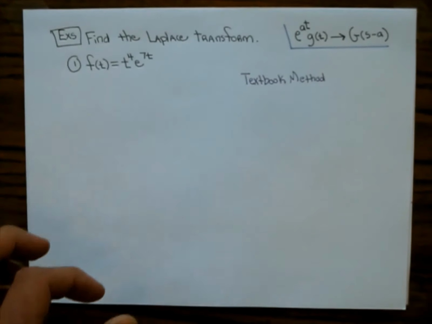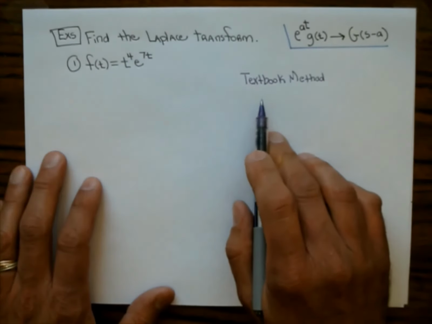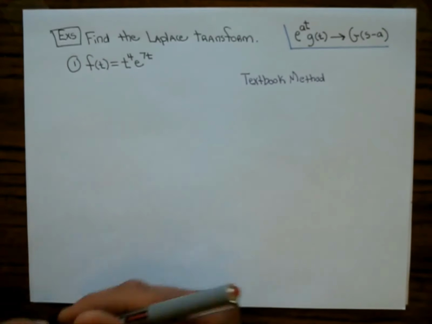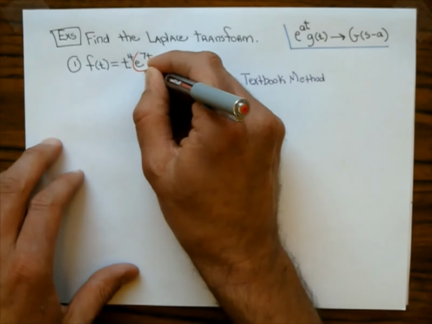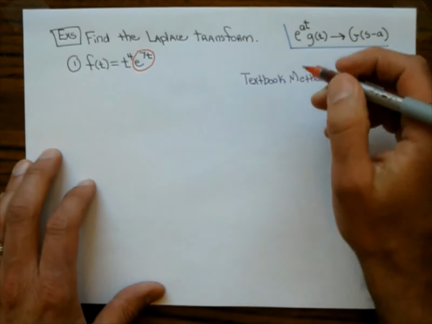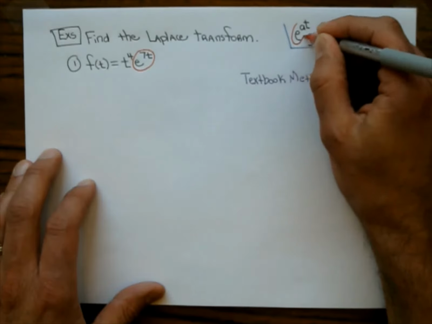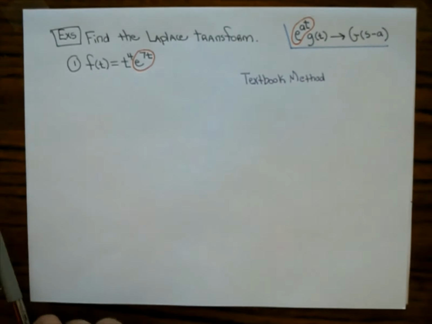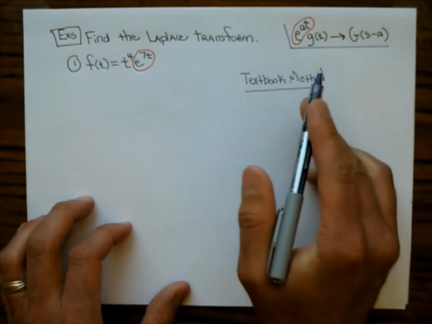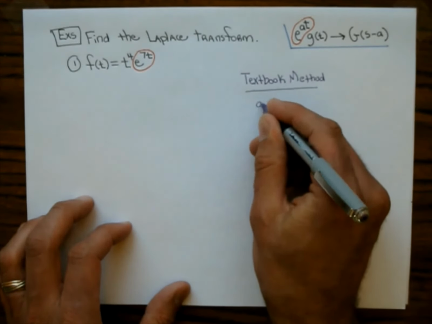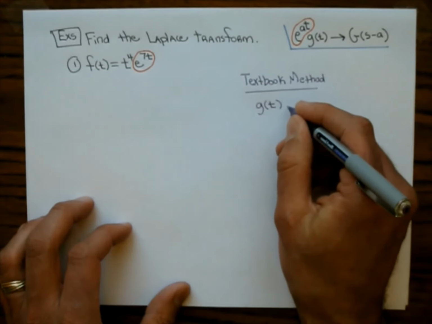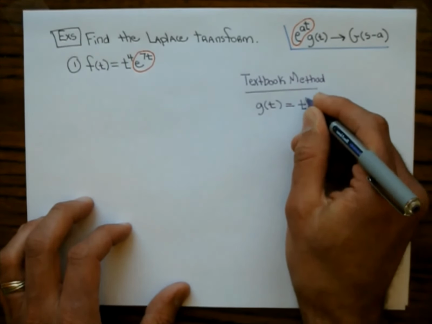Okay, the textbook method says that we want to see that this fits the mold. We know that it's a first shifting theorem because we have an e to the at. So with the textbook method, you would identify what g of t is. G of t is the other part, which is that t to the fourth. So we have that right there.